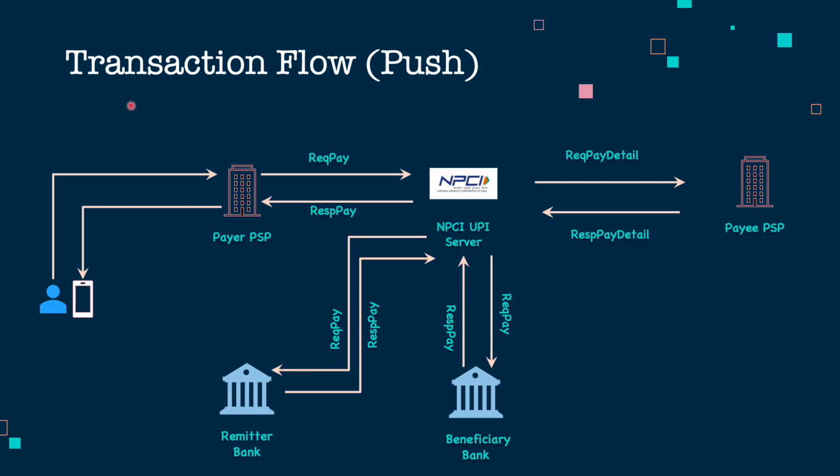So in this particular flow, this transaction where the payer PSP sends to the UPI server is called request pay, and NPCI responds with a response pay API. The same thing with the beneficiary bank and the remitter bank, whereas the transaction request that goes from the NPCI server to the payee PSP is called request pay detail and response pay detail.